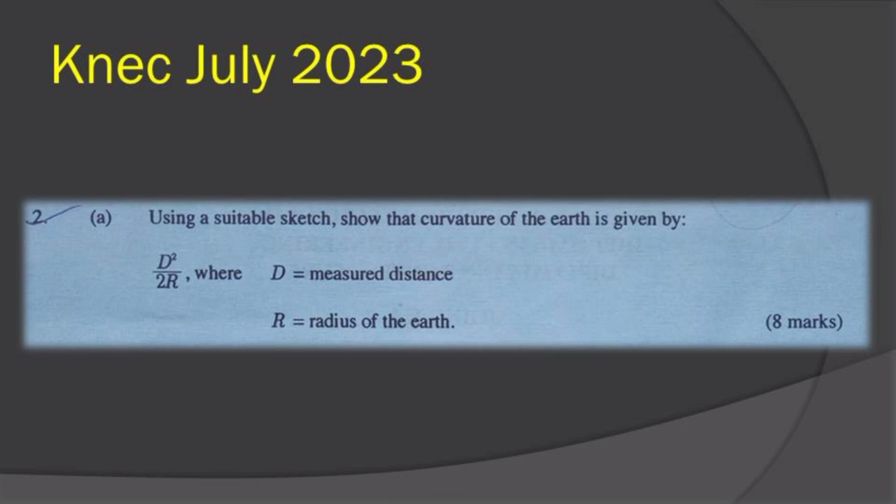Using a suitable sketch, show the curvature of the earth is given by, so we have been given there an equation, d squared over 2r. So we need to prove that the curvature of earth is equals to d squared over 2r, where d is equals to the measured distance and r is equals to the radius of the earth. A total of 8 marks.